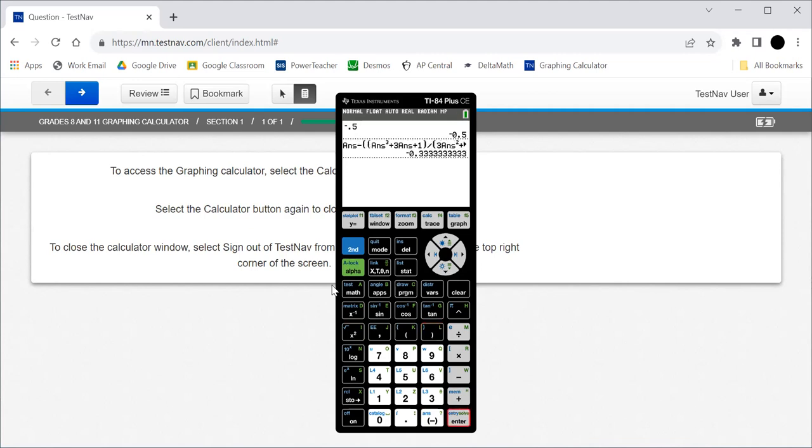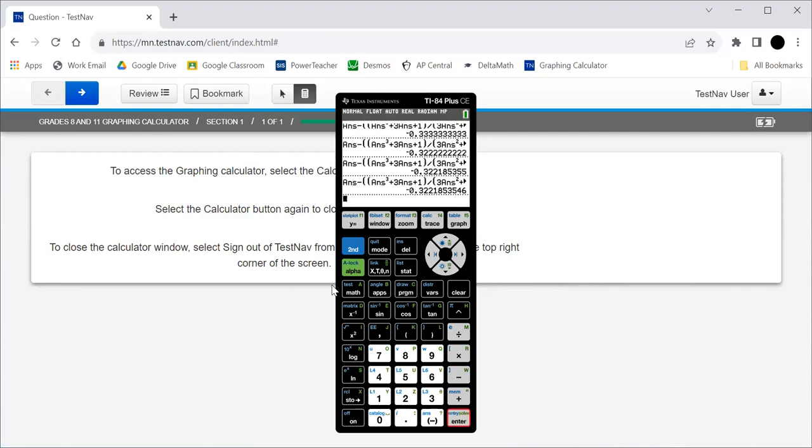And so what we'll do is we'll hit enter, and it's going to give us the evaluation of that at negative 0.5. And the cool thing about the TI calculators here is if I just hit enter again, it's going to reutilize that exact same formula, except this time, instead of using negative 0.5 as the answer, it's going to use this answer I just got of negative 0.333 repeating, which is exactly what I want it to do. I want to then evaluate it at that x value. And so if I hit enter, we'll see that it gives us now negative 0.32222 repeating.